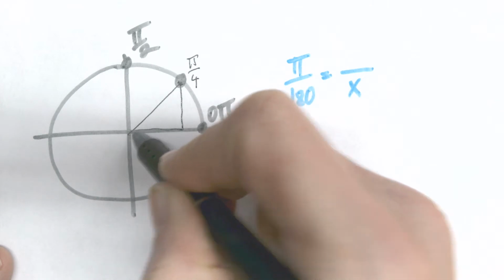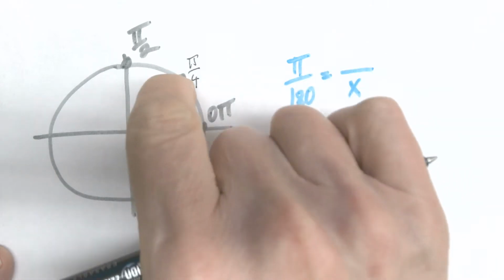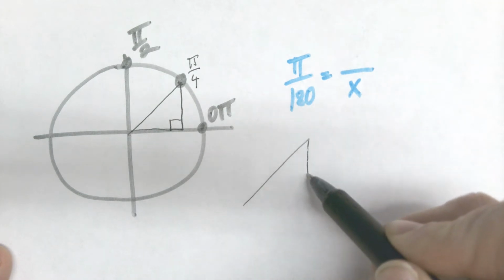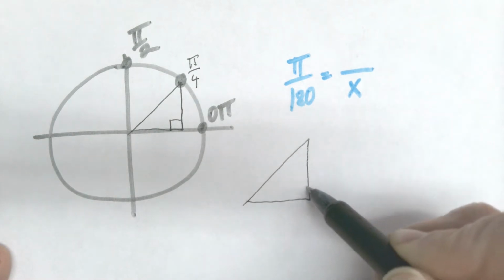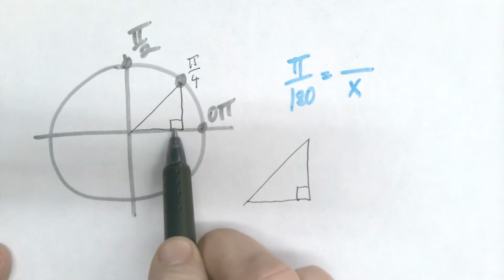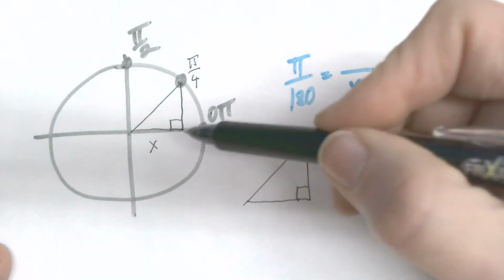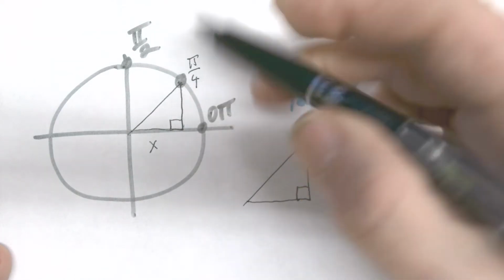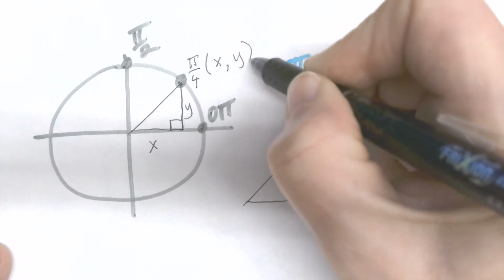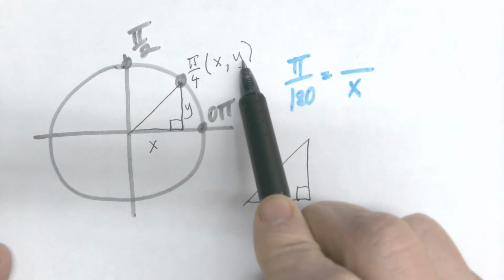Here's my triangle, and what I want to do is pick that triangle up and take it out of that picture. So I'm going to pick that triangle up and take it out of the picture. Remember, the bottom would be of length x, the height would be of length y, and the point associated with that pi over 4 is going to be the point x comma y.